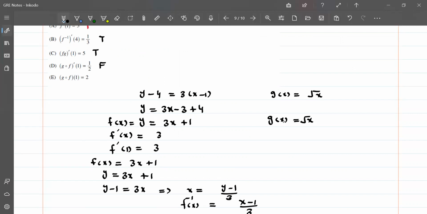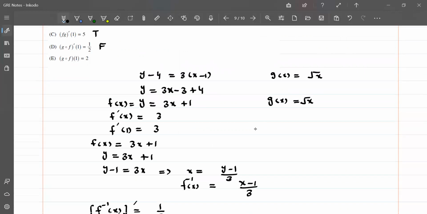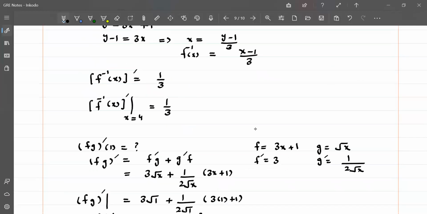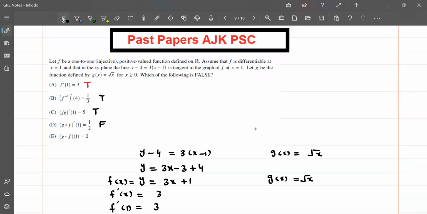Now g of f at x equal to 1. So g of f is square root of 3x plus 1, which at x equal to 1 is square root of 3 plus 1, which is square root of 4, which is equal to 2. So option E is also true. So option D is false. We choose option D.